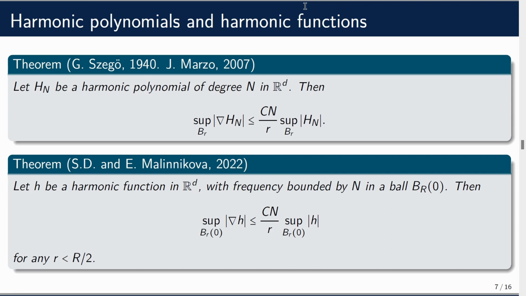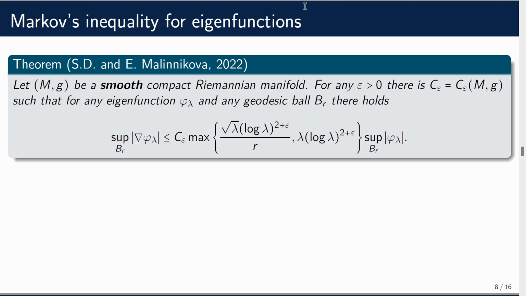Our main result is something that is more general than this, even though it's less precise, and it's not going to look more general, but I will tell you why in a while. So this is the result. Back to a compact Riemannian manifold. We want the manifold to be smooth, and it doesn't need to be C infinity, but it cannot be C1 or even C2. We need some degree of smoothness, and I'll tell you later why. So the result is you take any epsilon, then there is a constant, so you can bound the supremum of the gradient of an eigenfunction on a ball B_R by this constant times the maximum of these two quantities: square root of lambda times log lambda to the 2 plus epsilon over R, and lambda log lambda to the 2 plus epsilon.